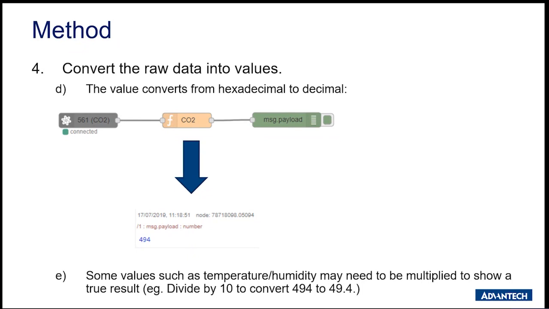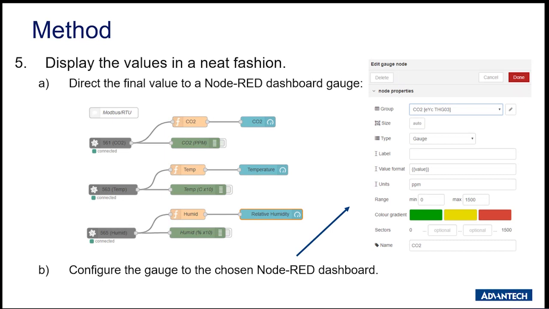And some values, sometimes you need temperature humidity. It may show up as, for example, temperature might show as 232. You need to divide it by 10 to convert it to the actual temperature value. Normally, your sensor would tell you if you need to do this. And how to display these values in a neat fashion.